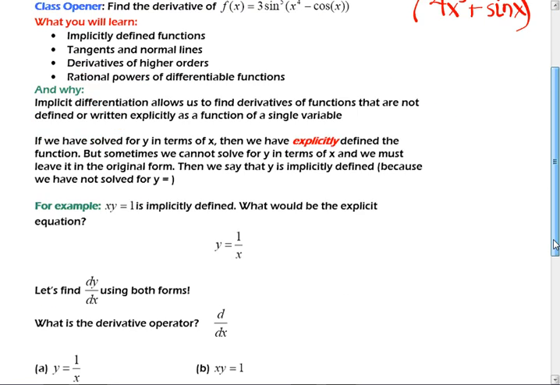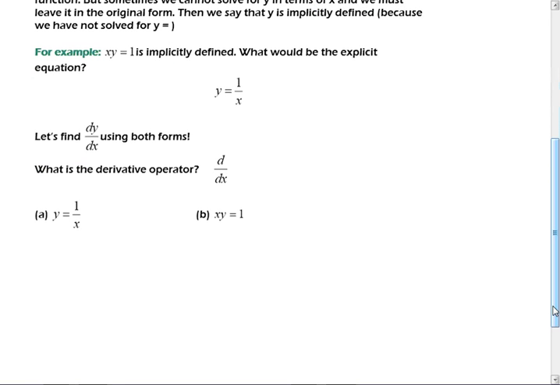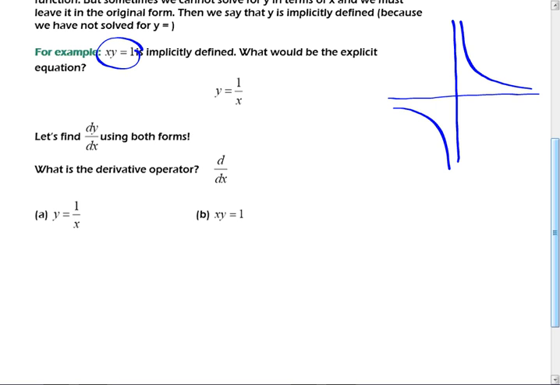Okay, so I want to find the derivative of this function. And it is a function. Do you know what it looks like? 1 over x looks like a hyperbola that's rotated. Not that I need to know that to do the problem. So I would like to find the derivative of x times y equals 1. I could solve explicitly for y. Do you agree that if I have x times y equals 1 and I divide by x, I get y equals 1 over x? That's what we mean by explicit.